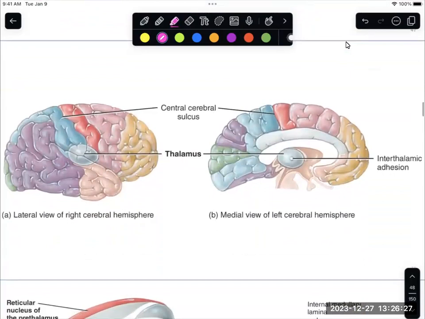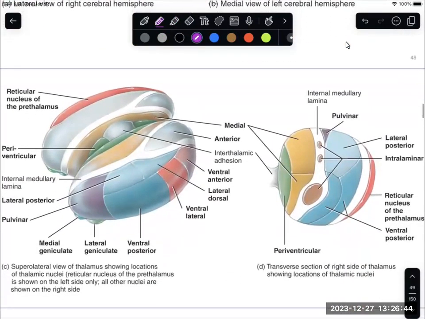So here in blue, this is the thalamus. This little portion here is that interthalamic adhesion, connecting that right and left sides of the thalamus. Here you can see the names. These are all different nuclei located in this thalamus.